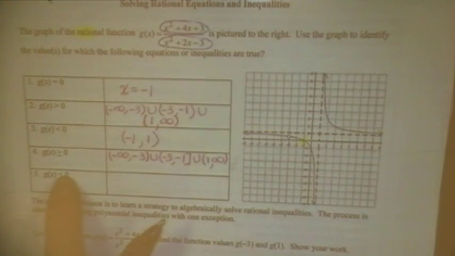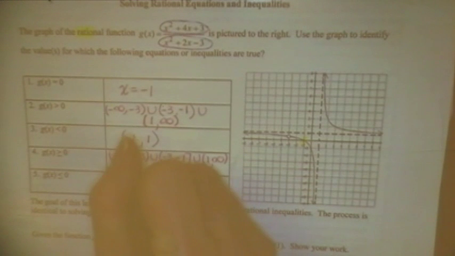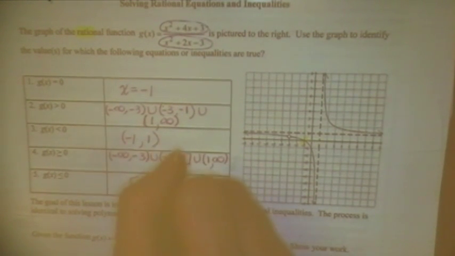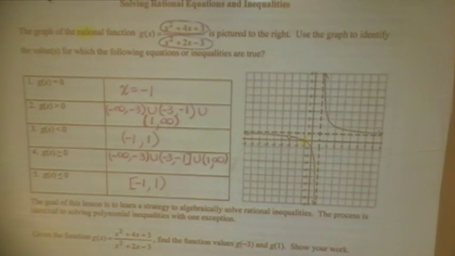And then it asked me where it's less than. Well, it equals 0 at -1, sorry. At -1, it's a bracket. To 1, which is an asymptote, so that's a parentheses. Okay, so that's kind of a review, just being able to read the graph.